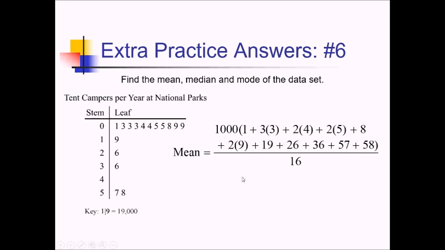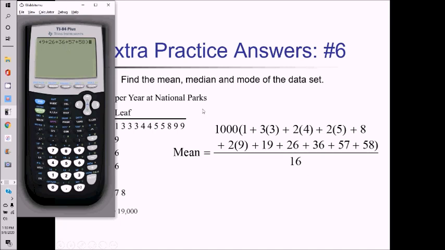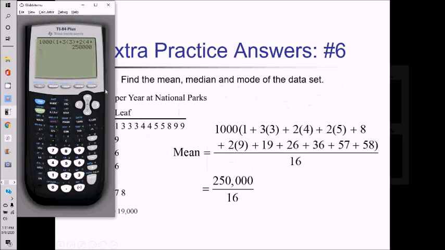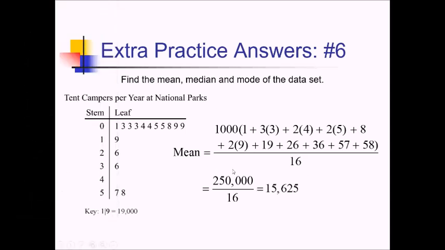All right, so off camera, I've entered this whole numerator into the calculator. This is why I love calculators. They just take care of all the PEMDAS for me. Press enter, and that is exactly 250,000. And again, we're dividing that by 16. So going back up here and actually dividing by 16, it looks like that is 15,625.